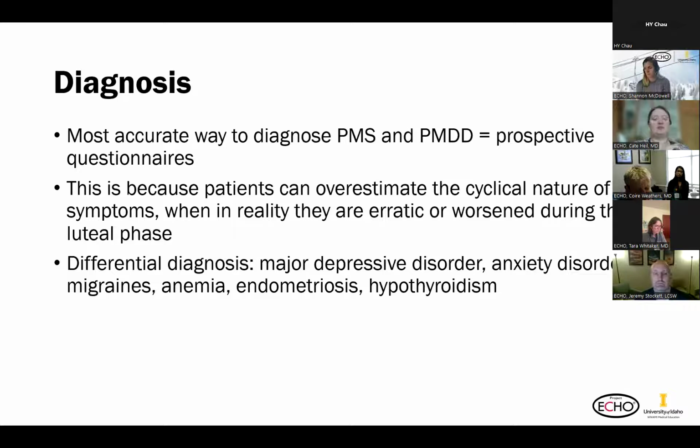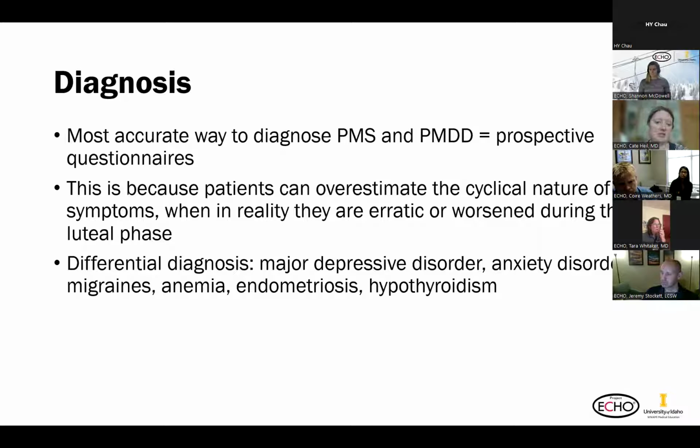Okay, and then looking at different recommendations from AFP and ACOG, they found that one of the most accurate ways to diagnose PMS and PMDD would be prospective questionnaires. I'll go over that in a few minutes, I have a chart about that. This is because if providers ask their patients the diagnostic criteria and their symptoms, sometimes there can be an overestimation of the cyclical nature of the symptoms, when in reality they're more erratic or actually worsened during the luteal phase.